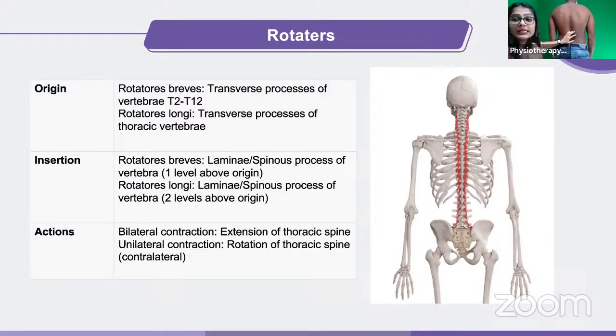So that is the origin. Insertion, where is the insertion of that? One level above the origin. So it started from T12, right?